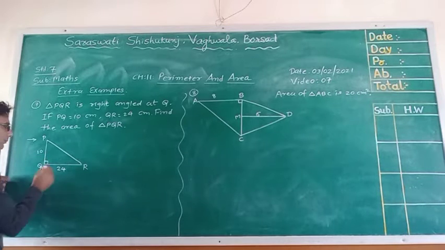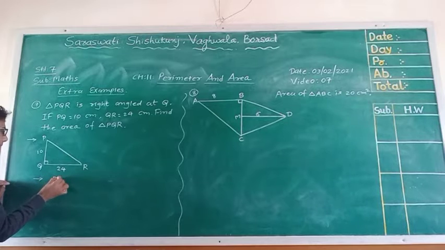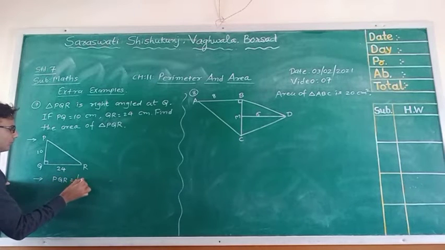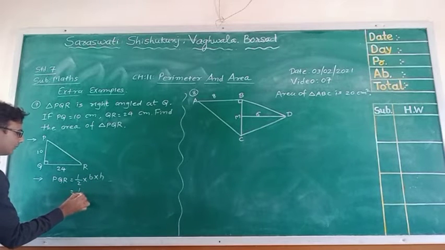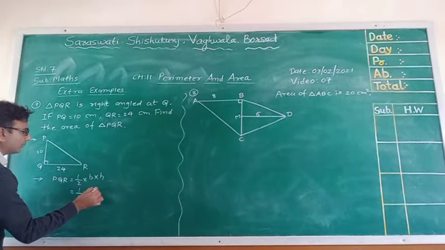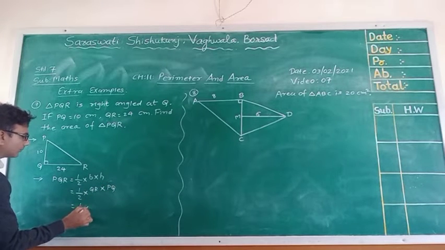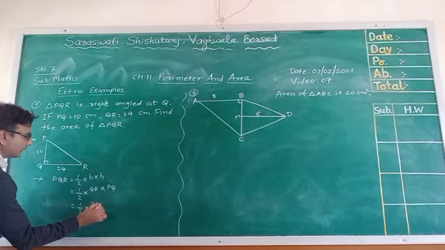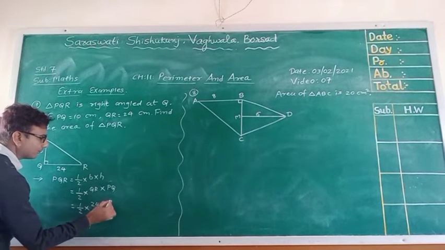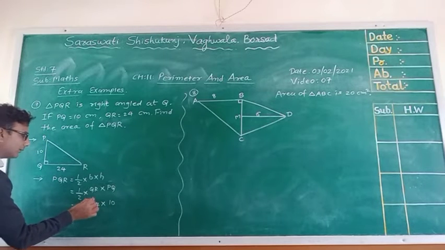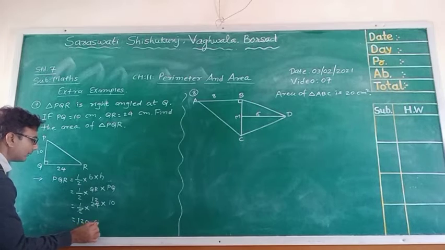So same concept, we will take this as base and this as height. So area of PQR equals 1/2 base into height. This base means QR, height is PQ. This 1/2 QR means 24 and height is 10. Now 12 twos are 24, 12 tens are 120 centimeters square.